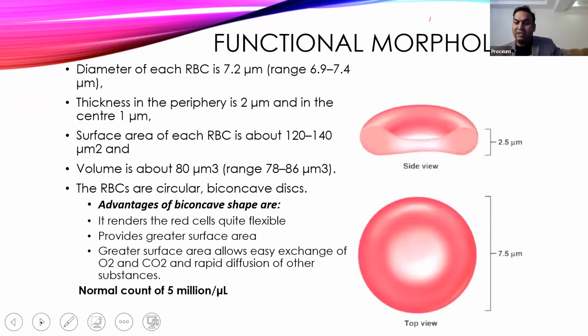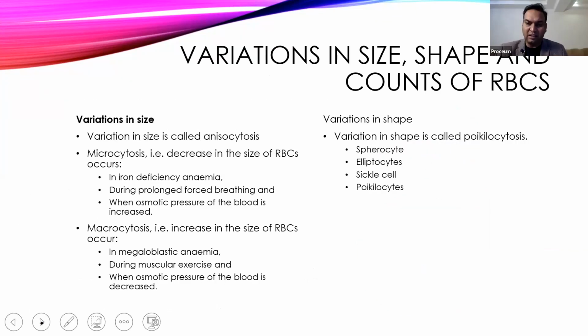Okay. First we will see the variation in the size and shape of the RBC, starting with size. Whenever there is a variation in size, we call that condition anisocytosis. Aniso means unequal, so unequal size of the RBC. When there is a decrease in the size of the RBC, we call it microcytosis. When the volume of the RBC is decreased, we call it microcytosis.